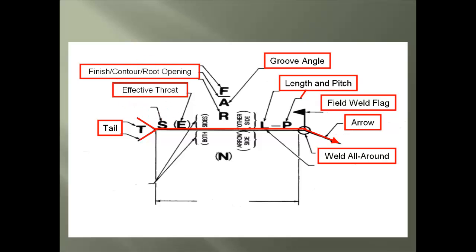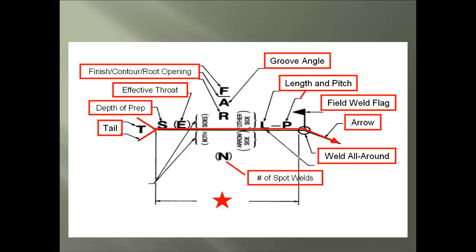The E in parentheses will also have a number for the effective throat of a groove weld. The S will have a fraction number for the depth of preparation for the groove bevels. The N in parentheses will have a number for the count of spot or projection welds.